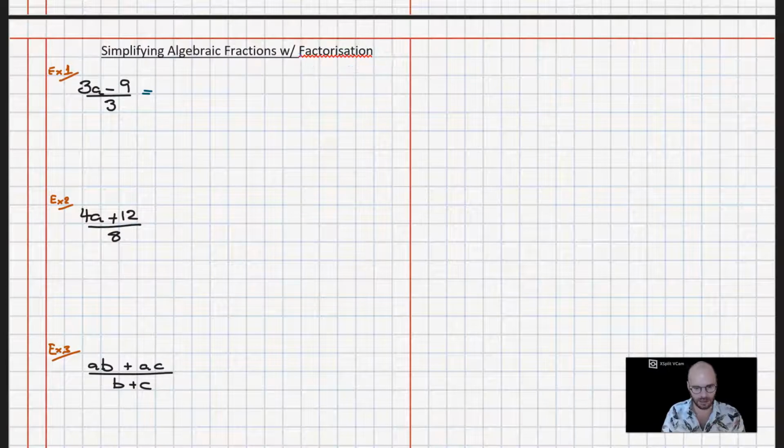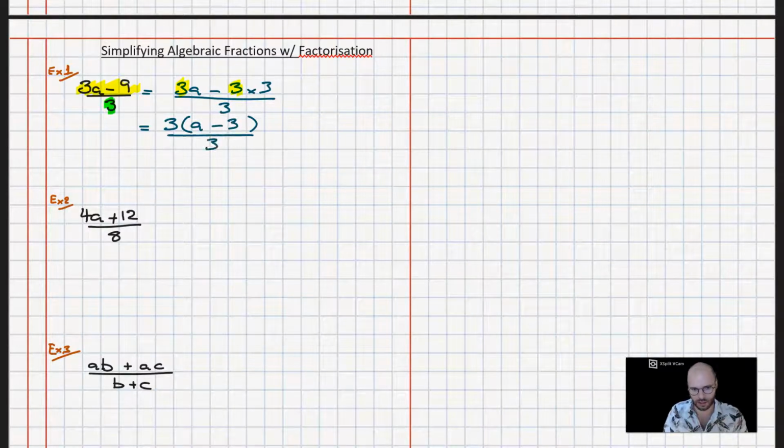So factorization. Doing that, we look at our numerator and ask ourselves, how can we factorize 3a minus 9 such that it's going to be useful with a denominator of 3? And what you can say is, well, if we break 3a minus 3 times 3 into its factors like that, what we see is that there's a common 3 here and a common 3 here. So what I'm going to do is write 3, then in brackets I'm going to write a take 3, like so, and that's all over 3.